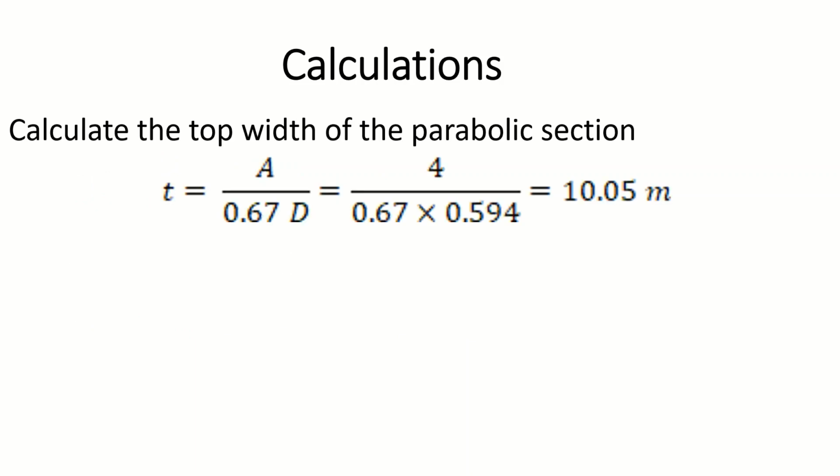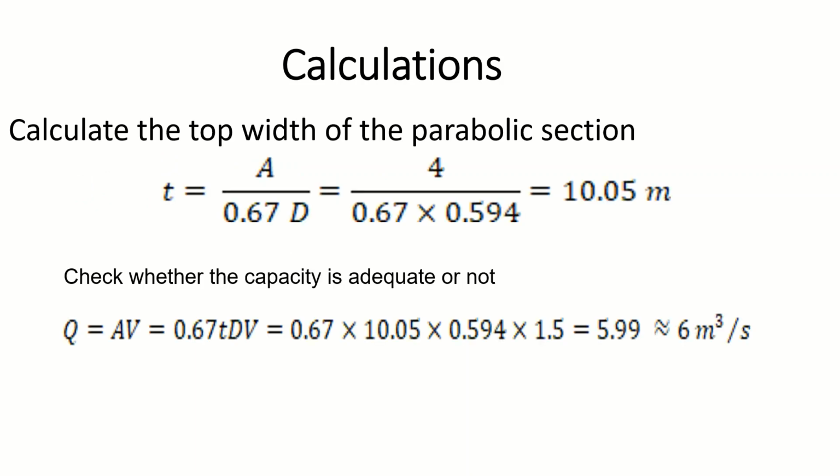Top width, you can calculate A by 0.67 D. So 4 by 0.67 multiplied by 0.594, top width should be 10.05 meters. Okay, it's quite wide. Okay, because it should be able to handle discharge of 6 meter cube per second. So it's quite a wide parabolic section here. Top width is 10.05. Now check whether this capacity is adequate or not.